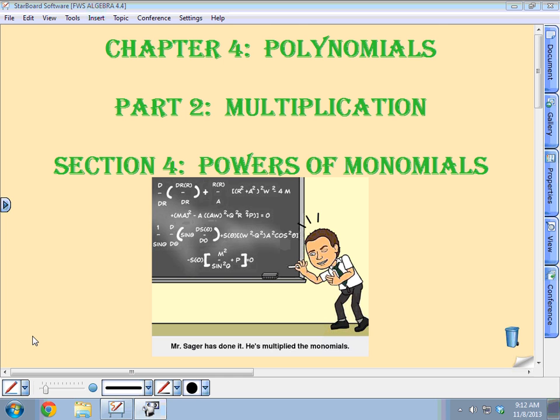Today we're going to start this fourth section, which is the second section on the multiplication of polynomials. We have two rules that we're going to learn today that are going to help us multiply monomials, and we're going to need to know how they get raised to a power. Okay? So let's go over that.